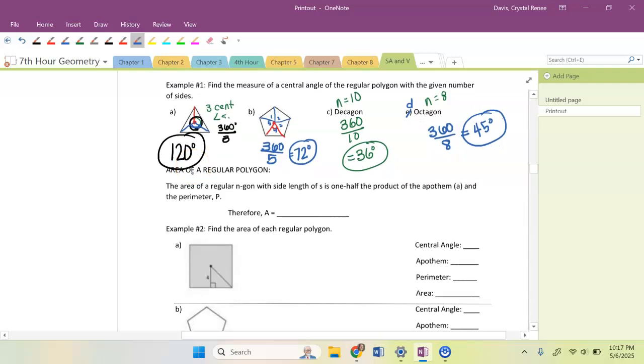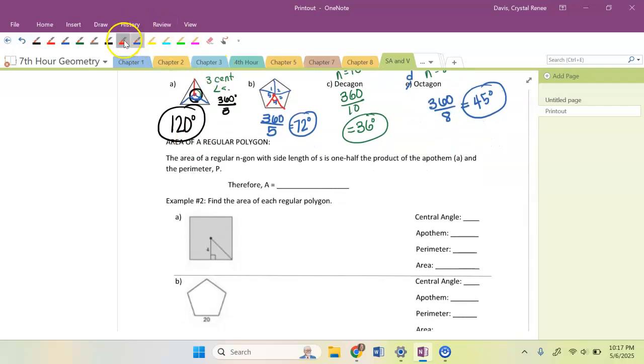All right, so before we move on, the area of a regular n-gon, which is just a polygon with n sides, is 1/2 the product of the apothem and the perimeter. So our area is 1/2 times the apothem times the perimeter. Essentially, to find the area of any regular polygon, we have to find the length of our apothem and we have to find the perimeter. Now to do that, we are going to use some trig, so put back on your SOHCAHTOA caps.